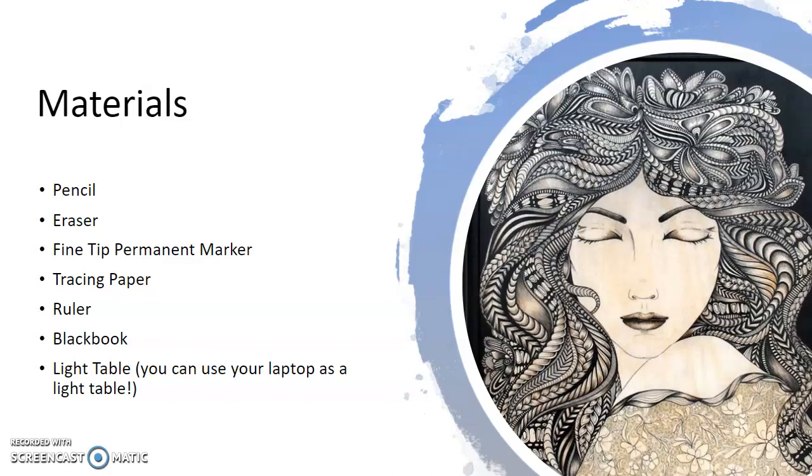All of these things, I promise, are super easy, and I'm going to walk you through them. So for this project, you're going to need a pencil, an eraser, and you each have a fine tip permanent marker in your art kit. And if I forgot to put one in there for you, let me know, and I'll do that for you. Tracing paper, which you have, a ruler, your black book, and a light table. Now, in class, I have light tables that you're welcome to borrow, and I've got enough for everybody, but also don't worry if you're working from home, because I can show you how to use your laptop as a light table. So again, you have everything that you need to do this project.